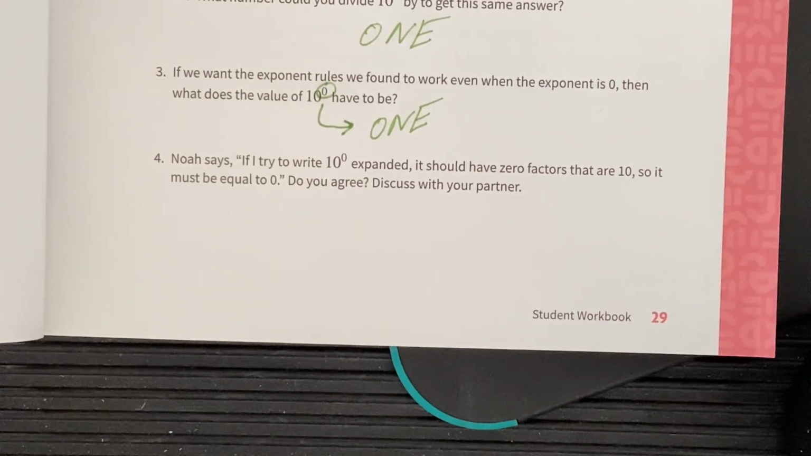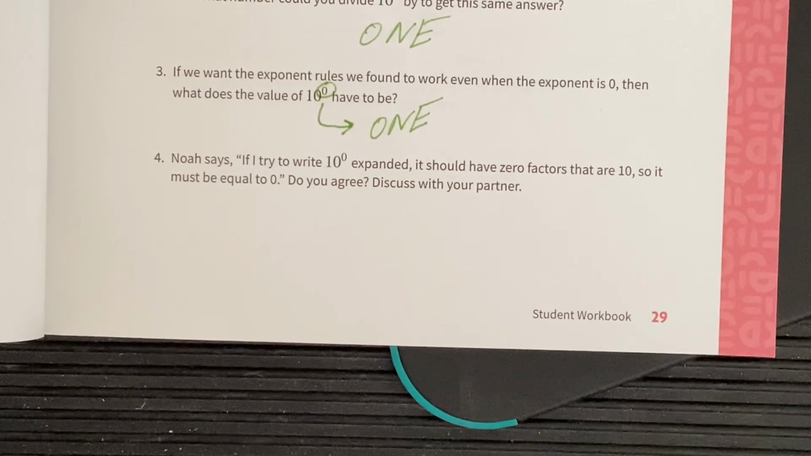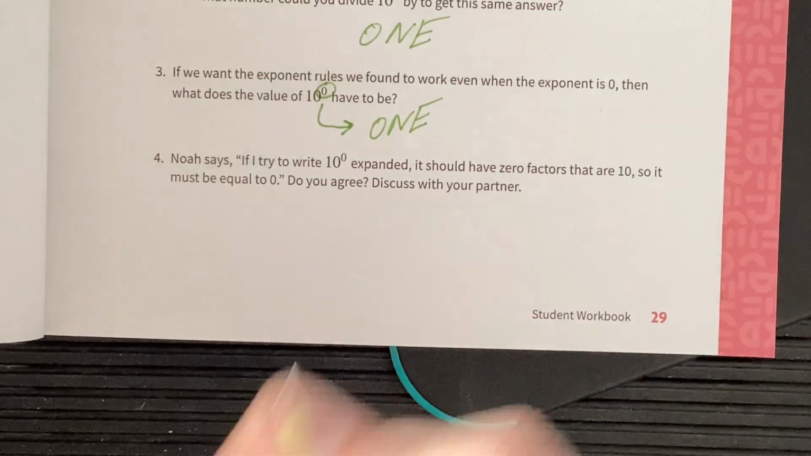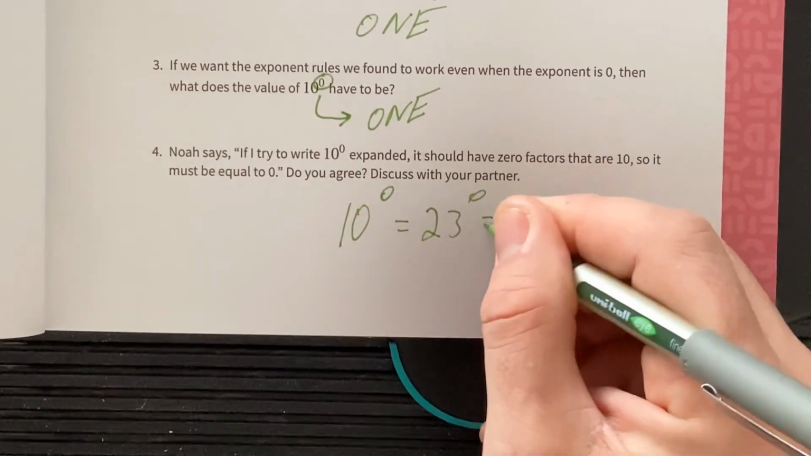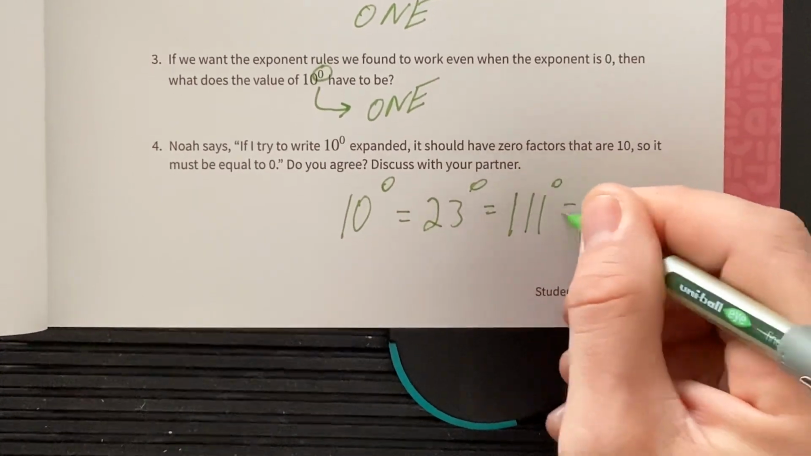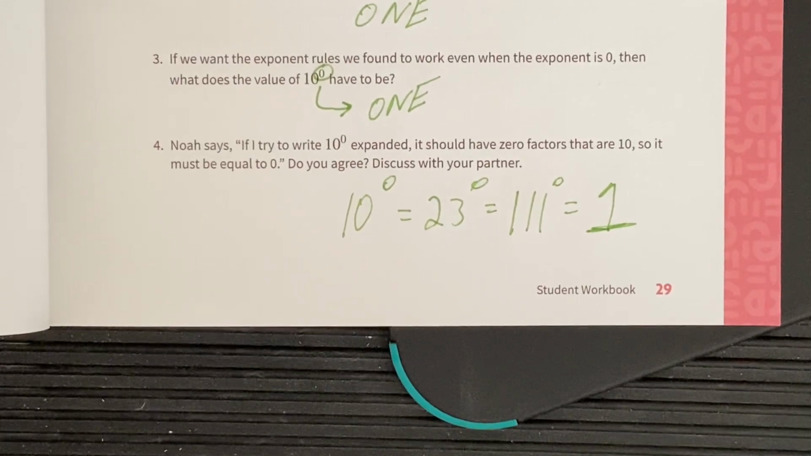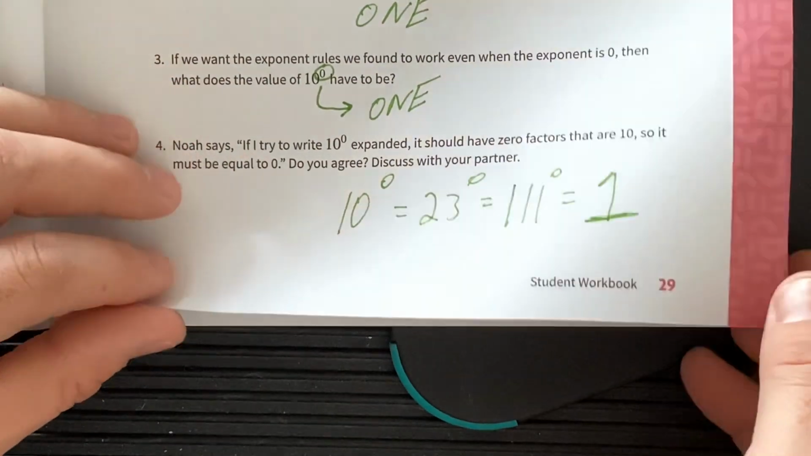Question number 4. If we try to write 10 to the 0 expanded, it should have 0 factors that are 10, so it must be equal to 0. Do you agree with 10 to the 0 being 0? No. Why? Because I just told you anything to the 0 power is always 1. We just proved that up above when we looked at the multiplying and dividing rules that we have already talked about. Anything to the 0 power is 1.